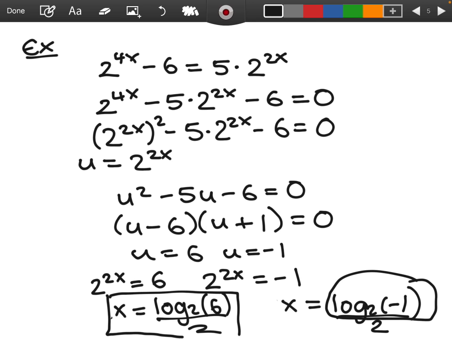So all of these kind of go the same way. You either are going to have that exponential problem like we had at the start, where you can just take the natural log or the common log of both sides, and it should be pretty simple to solve. If not, if you end up with an example like this, you're going to have to treat it like a quadratic and use some factoring in order to solve.